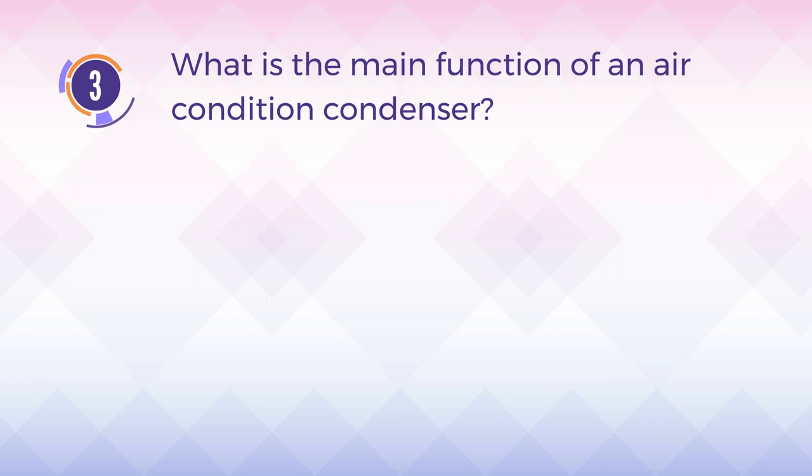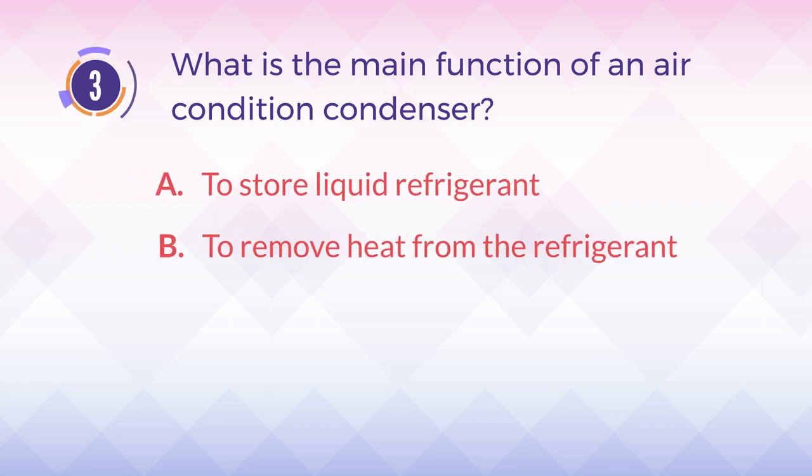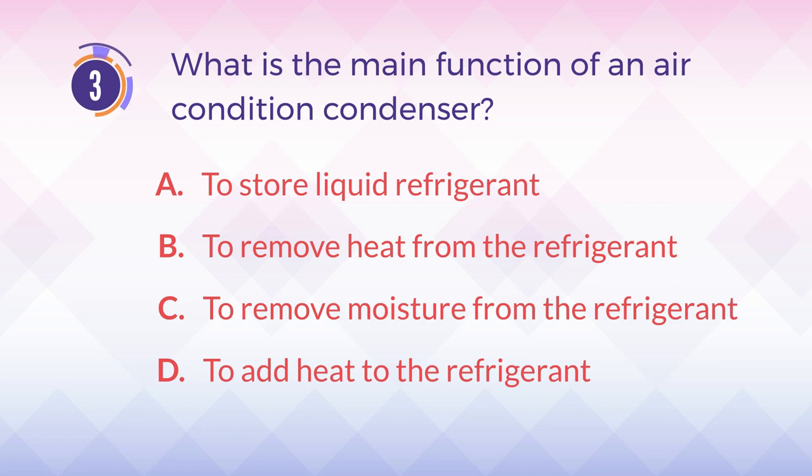Number 3. What is the main function of an air-conditioned condenser? A. To store liquid refrigerant. B. To remove heat from the refrigerant. C. To remove moisture from the refrigerant. D. To add heat to the refrigerant.